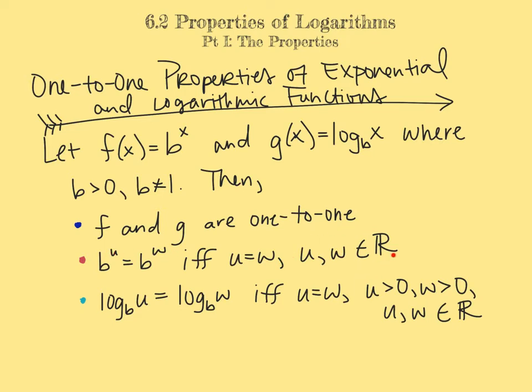And then this right here is mathematical notation that says that u and w are both elements of the set of real numbers. So both u and w are real numbers. Then, similarly, log base b of u equals log base b of w, if and only if, once again, u equals w, so something equals itself. And then, of course, u and w have to be real numbers once again. However, because we're inputting them into a log function, they both have to be positive.